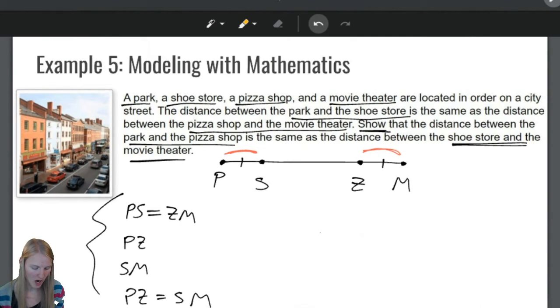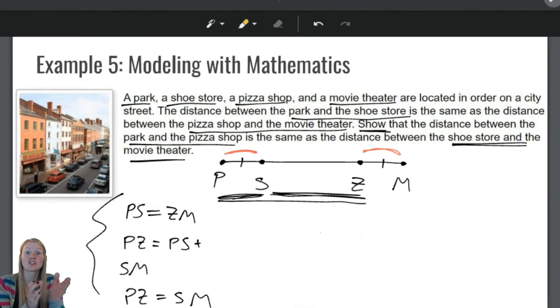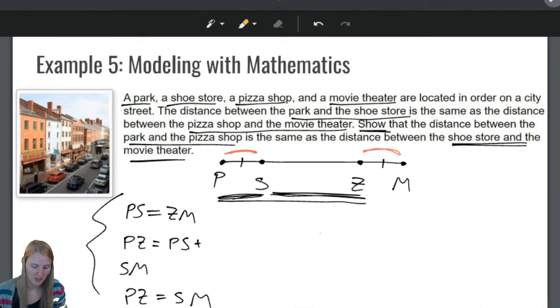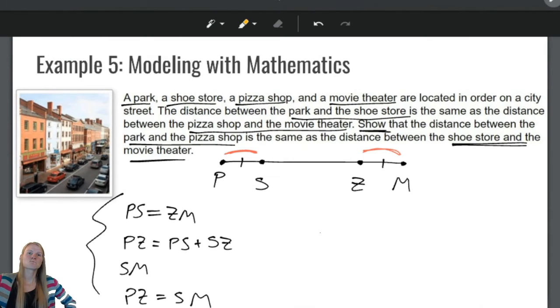Okay, so what do I know about PZ? What do I know? Well, PZ is PS plus SZ. That's the segment addition postulate, right? If I take this chunk and I add it to this chunk, I get the whole chunk. So we're just using the segment addition postulate. PZ is equal to PS plus SZ. Okay? Hey, I see PS here and PS here. Maybe I can connect those eventually. But right now I don't see anything I can do.